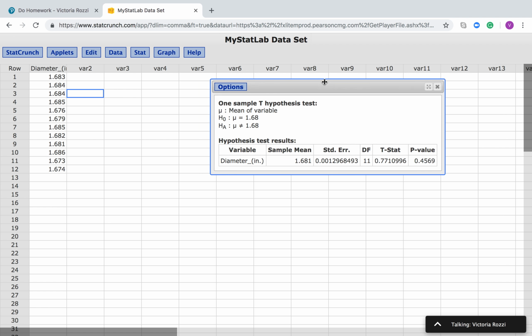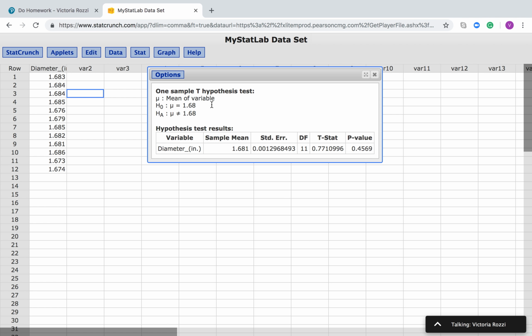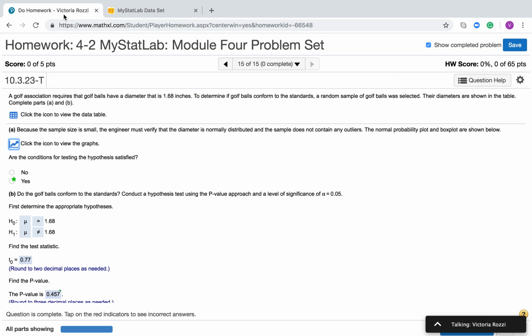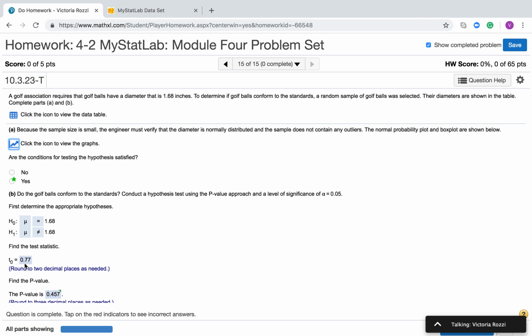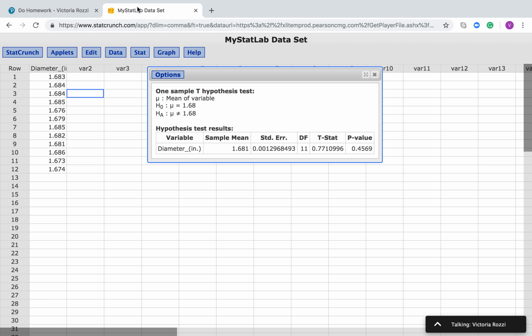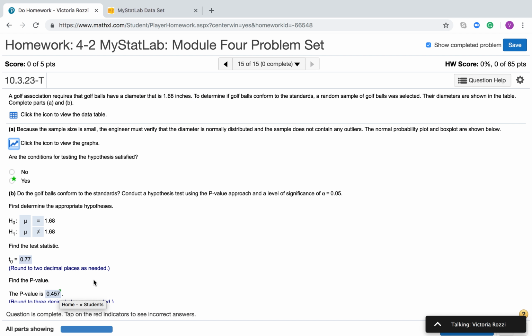So here we have our p-value. So let's see here if we got the same value that they did. Oh, they actually gave the t-statistic too. So our t-stat is 0.77, which we also got. The p-value they wanted rounded to 3 decimal places, so that would be 0.457. And over here, we have 0.457.